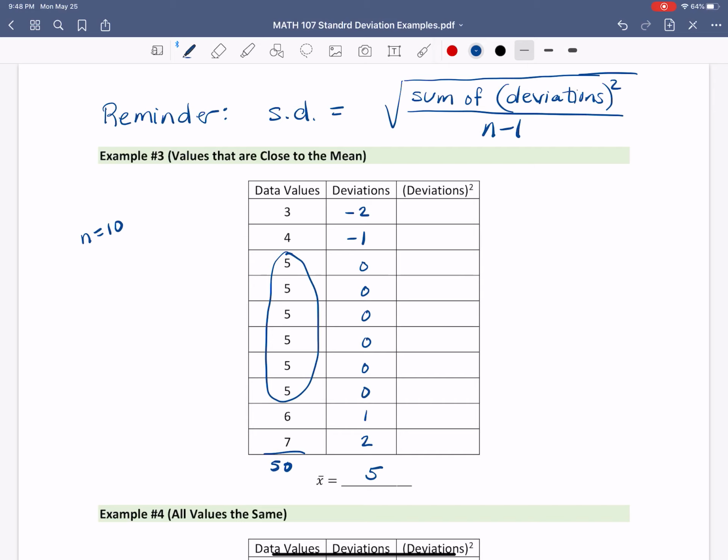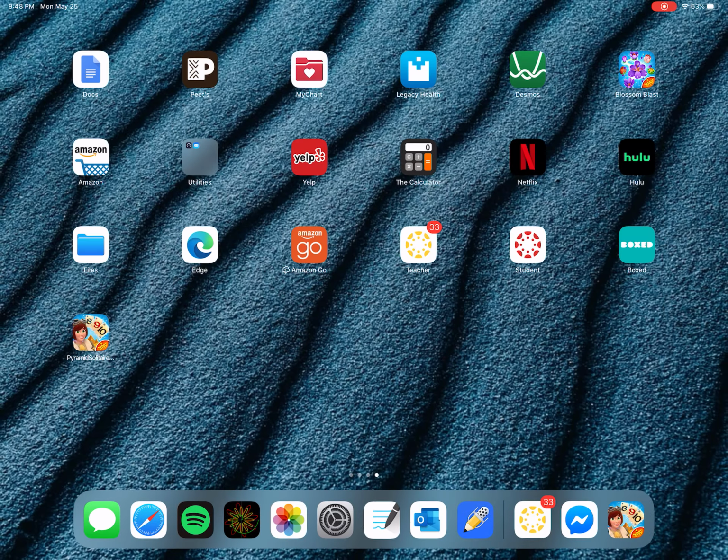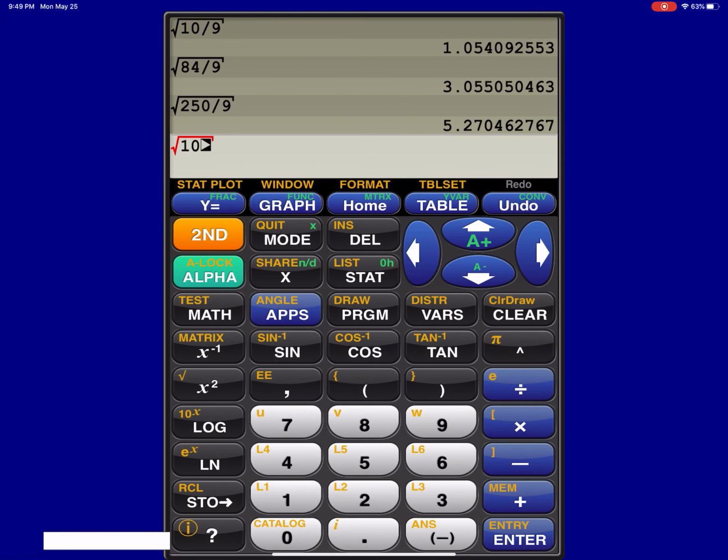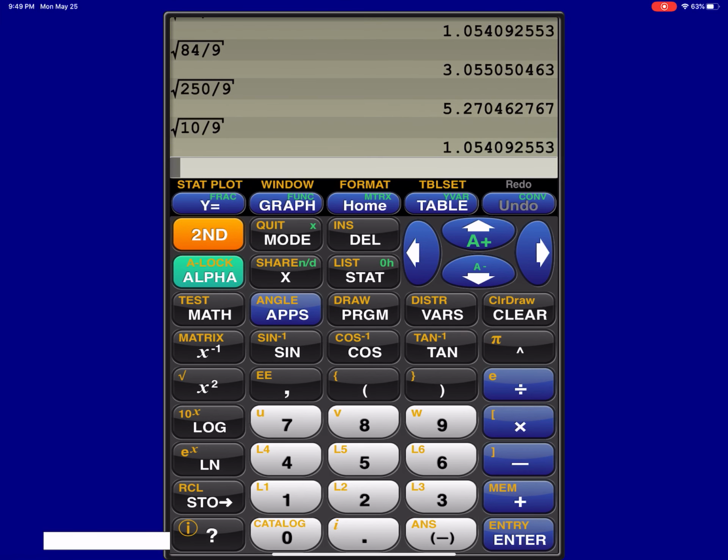But remember, the standard deviation formula says to square the deviations before we add them. So that's why we have this third column here. So -2 squared is 4, -1 squared is 1, and 0 squared is 0. And we have 1 and 4. So the standard deviation uses the sum of that third column, which is 10. So SD is equal to the square root. The sum of that column is 10, and n minus 1 is 9. And again, running to the calculator, we have the square root of 10 over 9, which is 1.054.